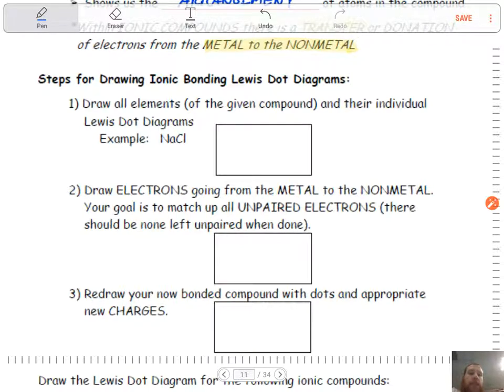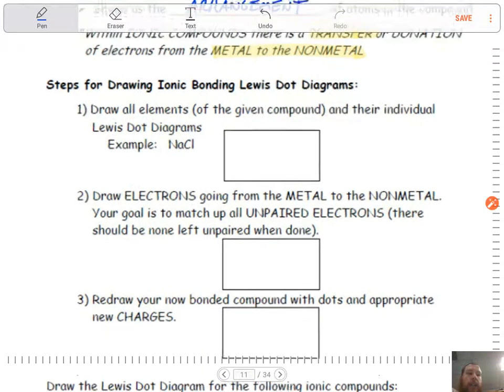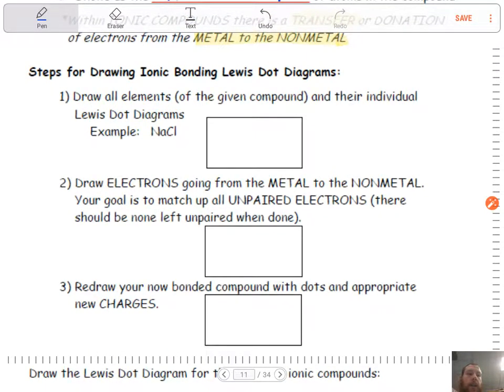So the first thing is just draw the elements, show their individual Lewis dot diagrams. We're going to do it on this document, going one here, 2, and then 3. You guys will do it left to right when you get your practice problems, and I'll show you that as we get to one of those. So the first thing, draw your two elements. Draw their Lewis dot diagrams.